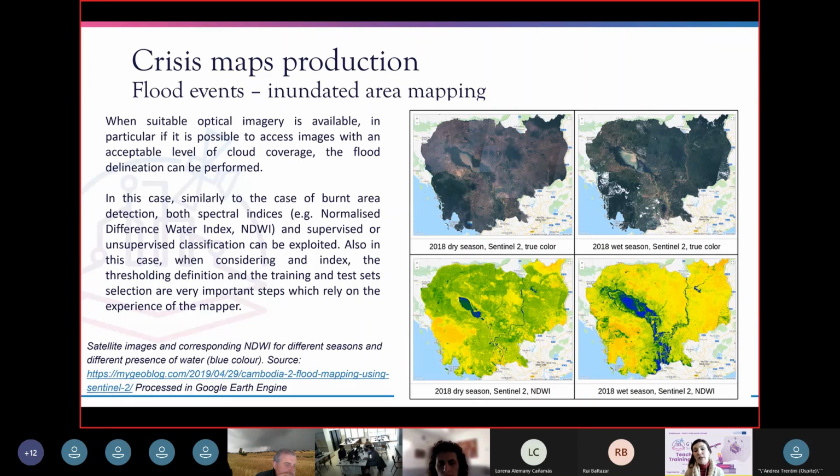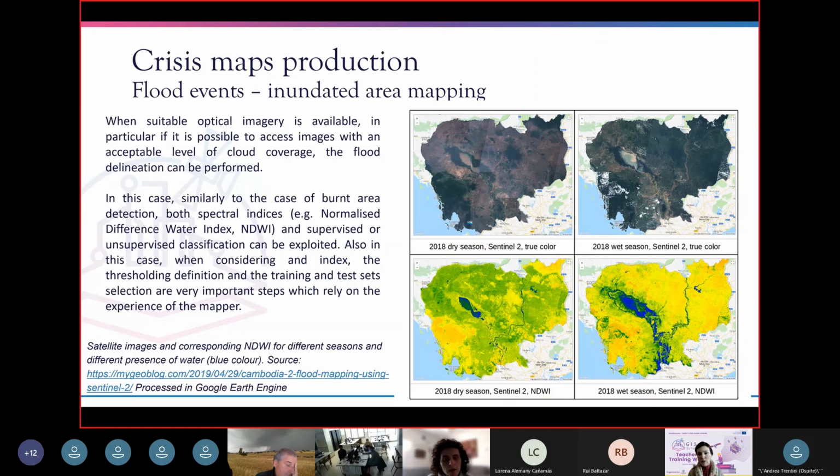It's based on the experience of the operator that we can set the boundary between what we consider as presence of water or not. That's why I have stressed, and I will still stress, that there is no automatic processing that can produce itself the map, let's say. The experience of the operator is essential. So even if an index like the NDWI is exploited, it is up to the operator to try to set this boundary between presence of water or not presence of water.